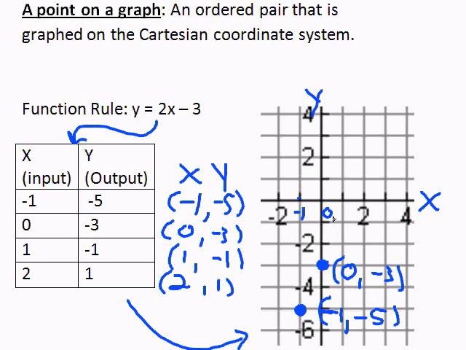Let's try (1, -1). Notice the x value is 1 and the y value is -1. And we plotted the point at the intersection of those two. What about (2, 1)? X is 2, y is 1. And here we've plotted our function given our inputs and outputs.